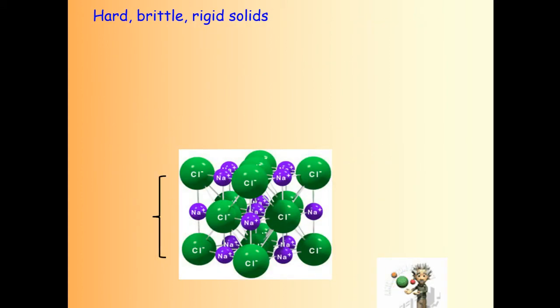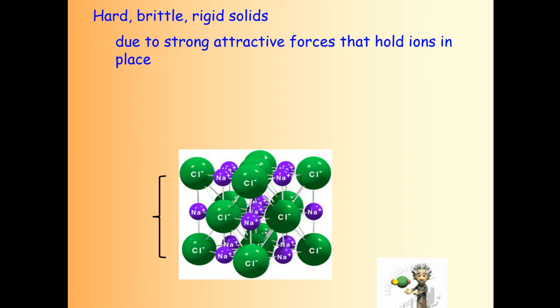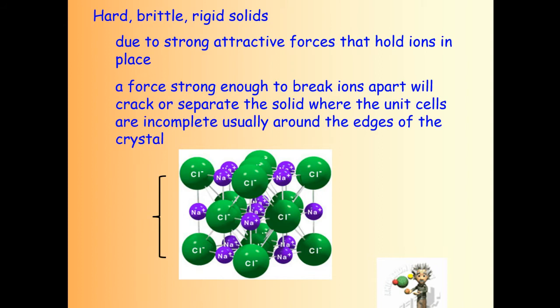Ionic compounds are very hard, brittle, rigid solids. Now this is also due to the strong attractive forces that hold the ions in place. You need a force strong enough to break the ions apart, which will crack or separate the solids where the unit cells are incomplete. So we see here right around these edges, you have incomplete unit cells, and if you hit them with enough of a force, then you will just shatter that ionic crystal.